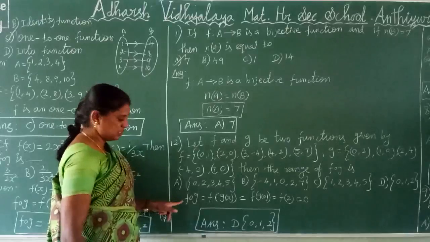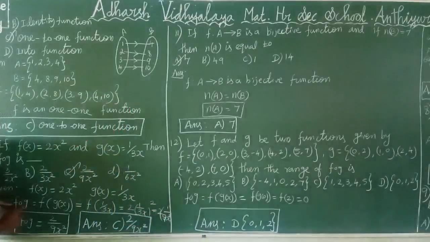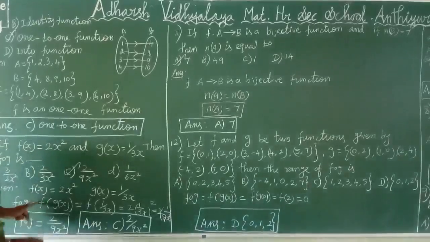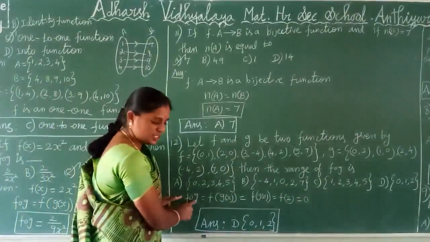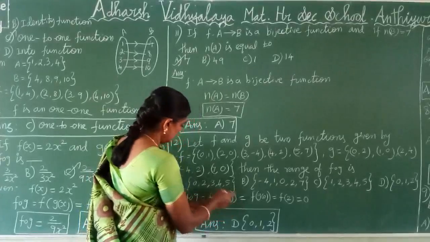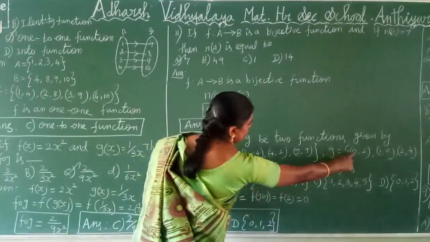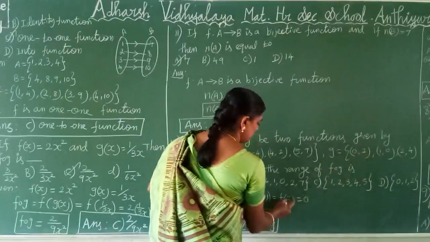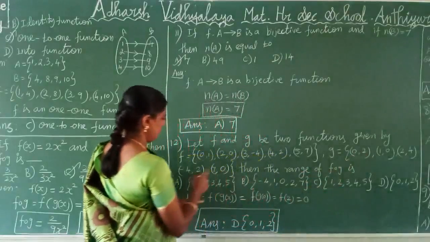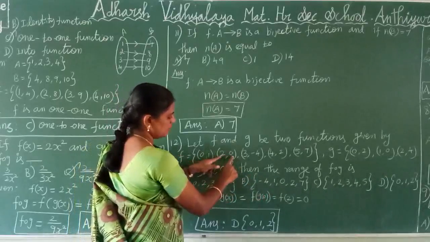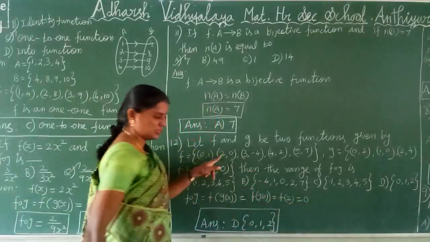How do we write f composition g? Here also we write: f composition g means f of g of x. Apply g of x, and substitute this answer in f. The same method. f composition g is equal to f of g of x. First one, 0. Apply 0, the answer is 2. This 2 we apply in f. Where does 2 come in f? Here, 2 gives 0. So that is the answer.